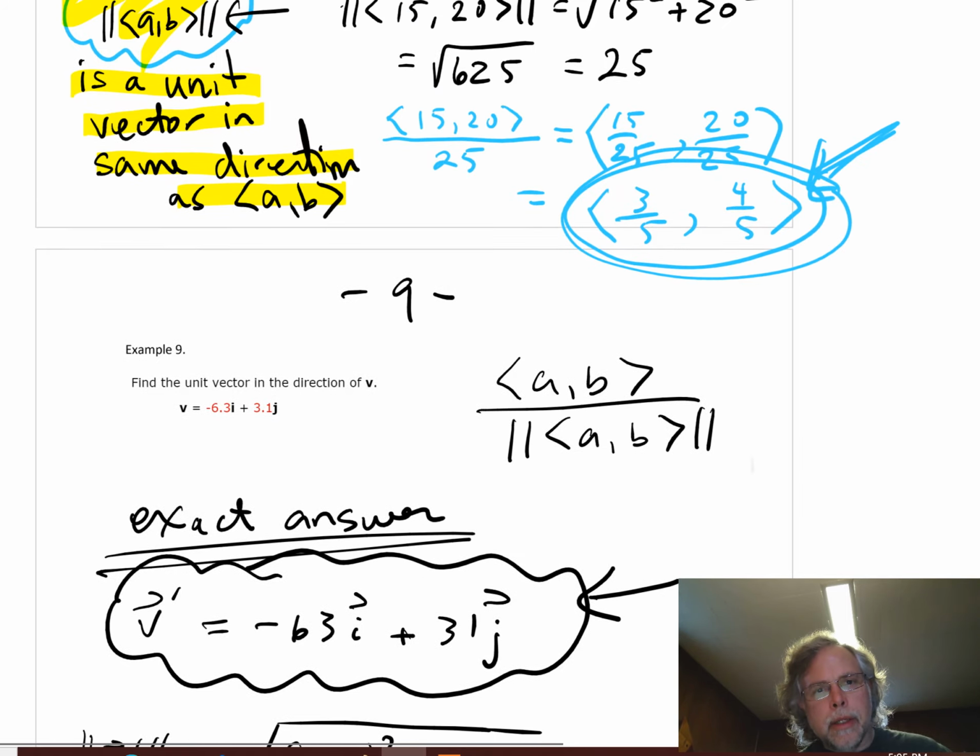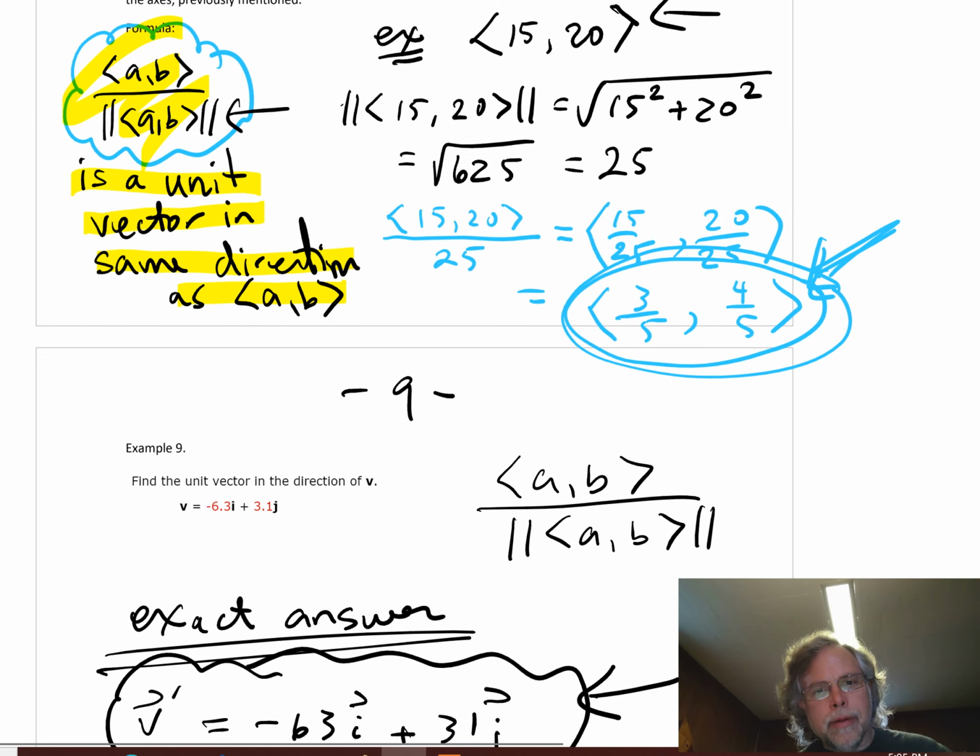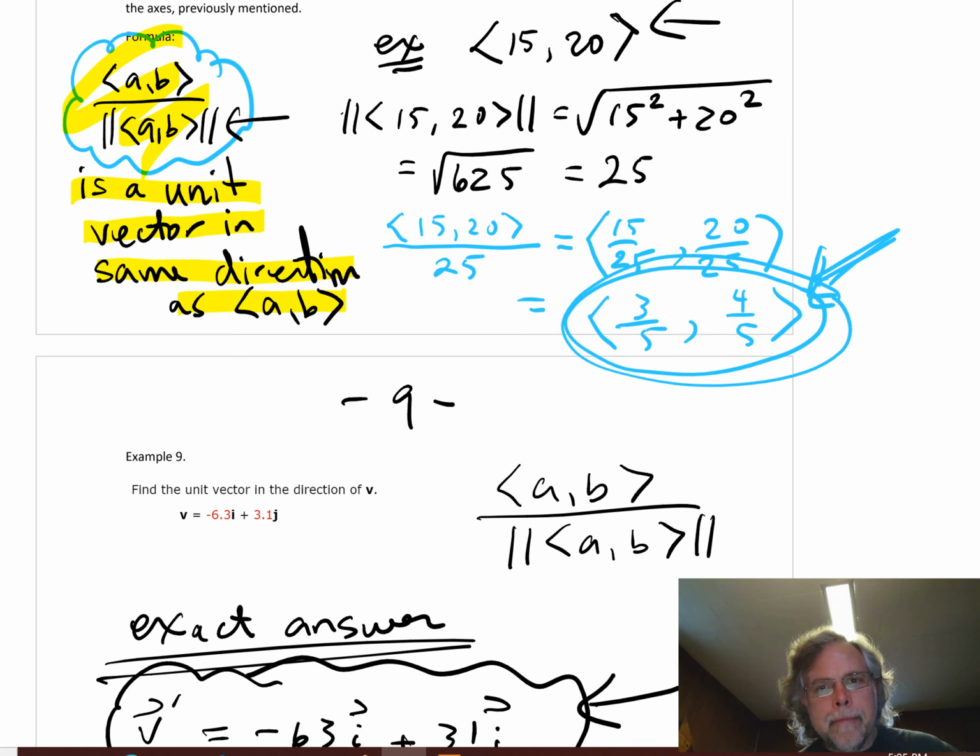but knowing that there's this process to come up with a unit vector in the same direction as a given vector is sometimes just a trick to help get some kind of problem solved.